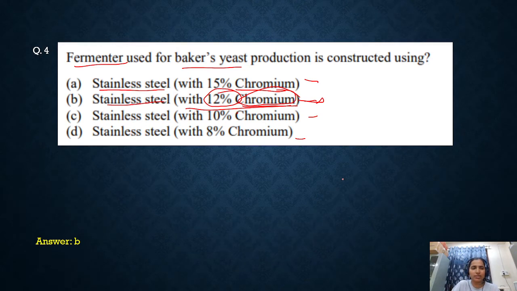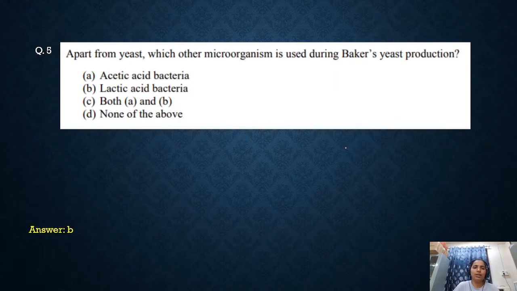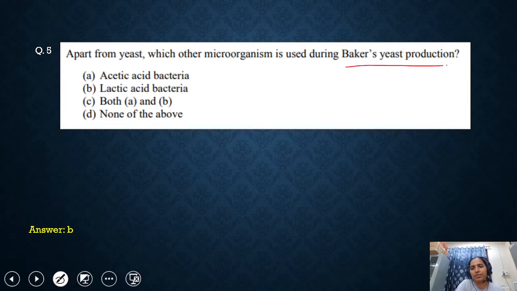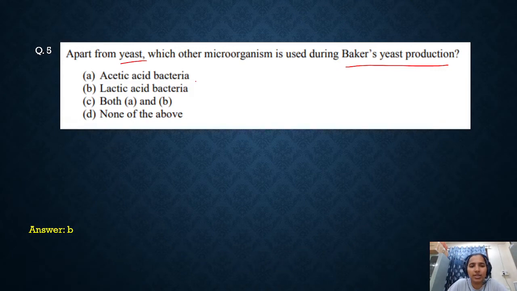so coming to the next question. Apart from yeast, which other microorganism is used during baker's yeast production? So you know that for baker's yeast production you use yeast, but what are the other microorganisms that can possibly be used, that we don't use normally at the industrial level, but that can be used? So what are the options? First one is acetic acid bacteria, and the second option is lactic acid bacteria. Then either both or none of the above.